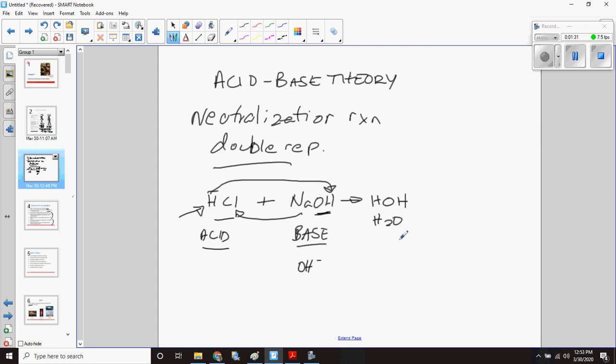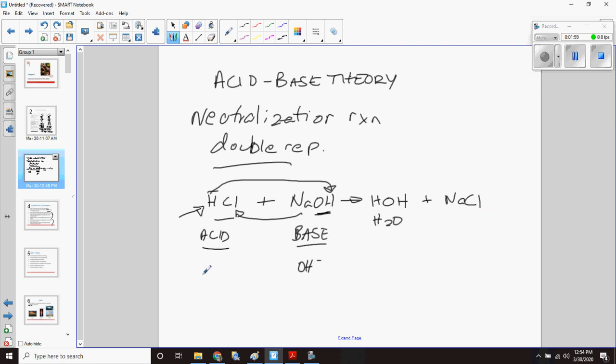And water is neutral. Water has a pH of 7. What's left? NaCl, sodium chloride, which is also a neutral compound. It doesn't affect the pH of a solution at all. So it's a double replacement reaction, but it's also a neutralization as well. I produce a neutral substance, water, and I produce another neutral substance, sodium chloride.